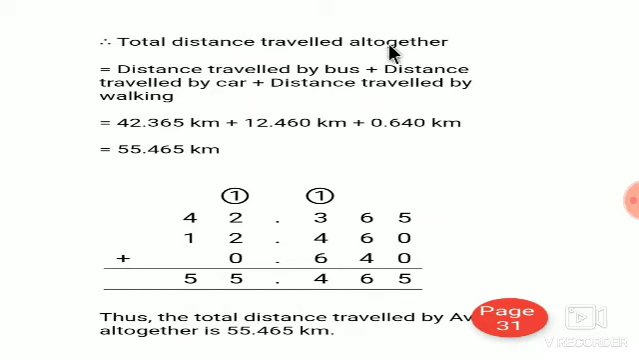So total distance traveled altogether is distance traveled by bus plus distance traveled by car plus distance traveled by walking. Write these three numbers in addition form. In vertical arrangement, we can add the numbers and this is the answer. The total distance traveled by Avinash altogether is 55.465 kilometers. Only you have to write the numbers correctly for the addition.